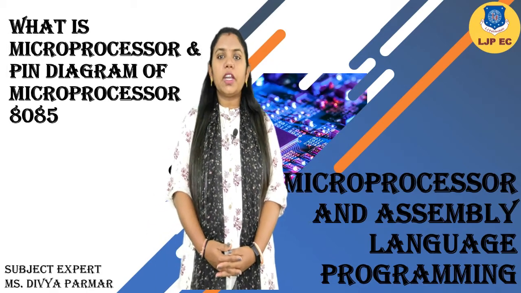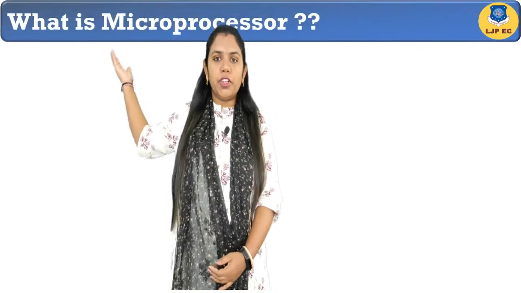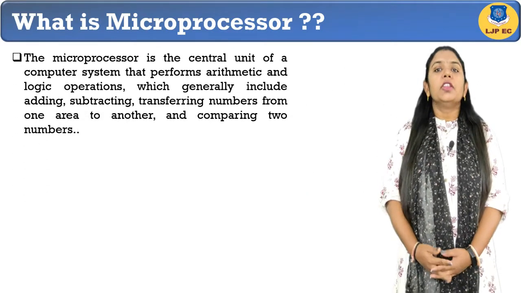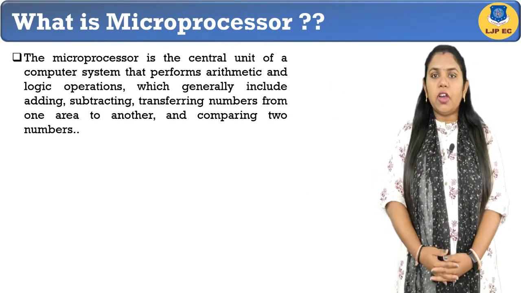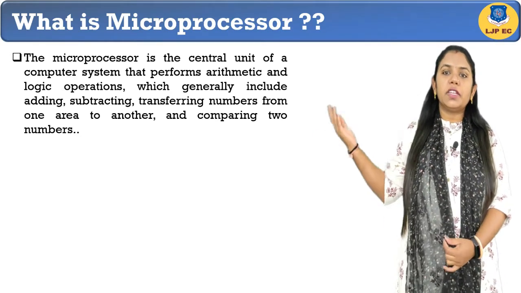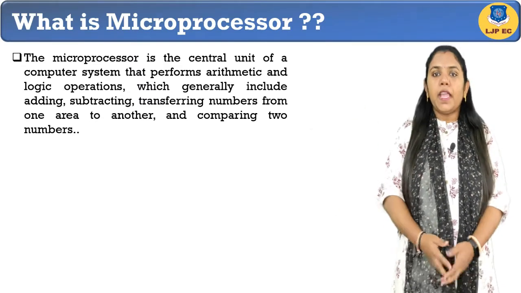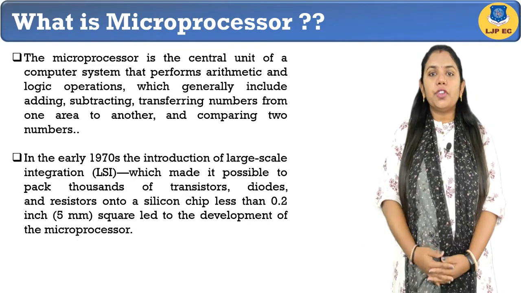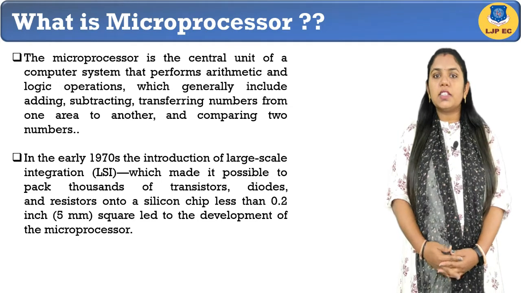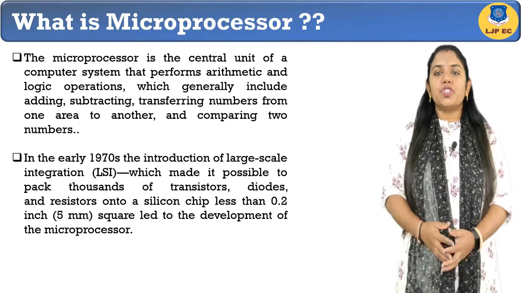In this video, you will get to know about what is microprocessor and pin diagram of microprocessor 8085. So let's start with first, what is microprocessor. The microprocessor is the central processing unit of a computer system that performs arithmetic and logical operations, which generally include adding, subtracting, transferring numbers from one area to another, and comparing two numbers. It's often known as simply a processor, a central processing unit, or as the logic or the brain of a computer that goes into motion when the computer is switched on.